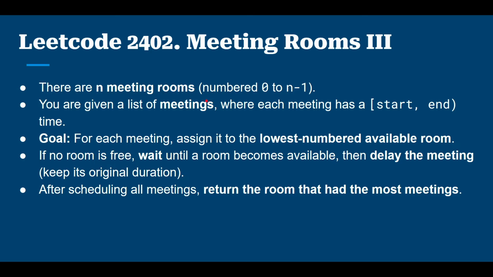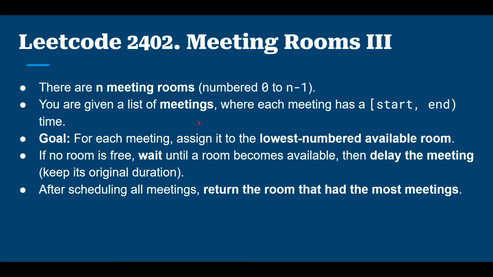The question is saying that there are n meeting rooms given, numbered from 0 to n minus 1, meaning the number of rooms we have is n. Apart from the number of rooms, you have also been given a list of meetings, and each meeting has a start and an end.